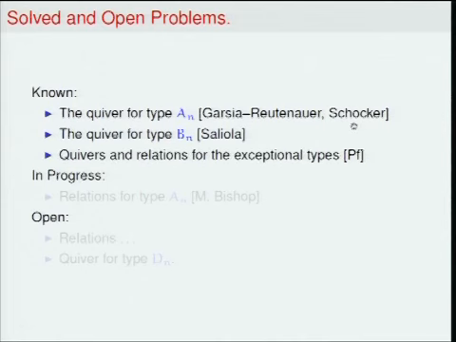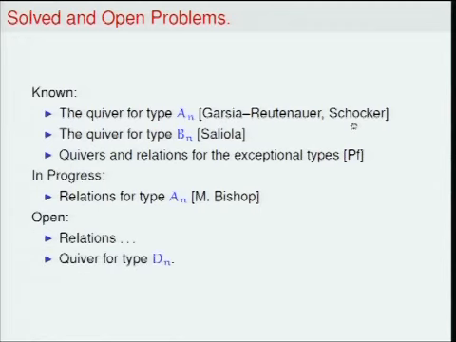I've computed quivers and relations for all the exceptional types. The relations for type A_n are under investigation by a student of mine, Marcus Bishop, and a general description of relations, in particular the entire quiver for Coxeter groups of type D_n, are completely open questions.